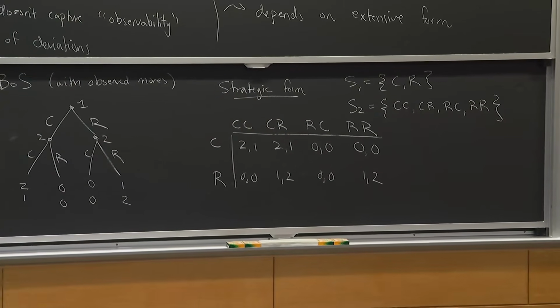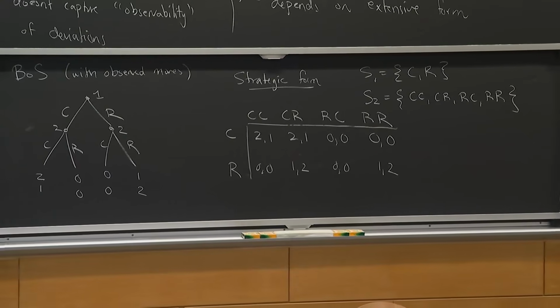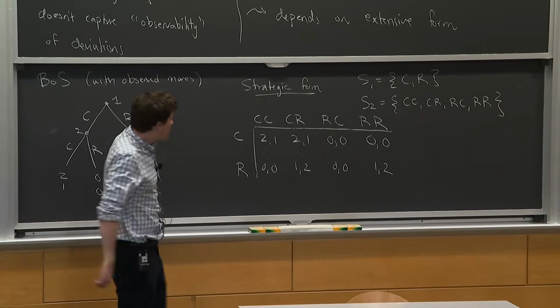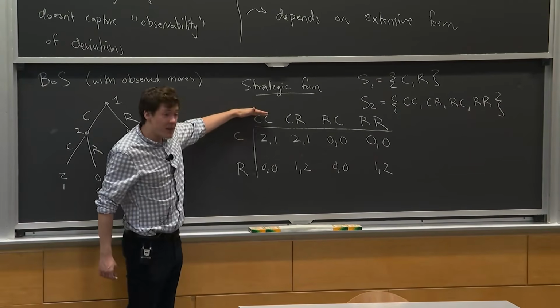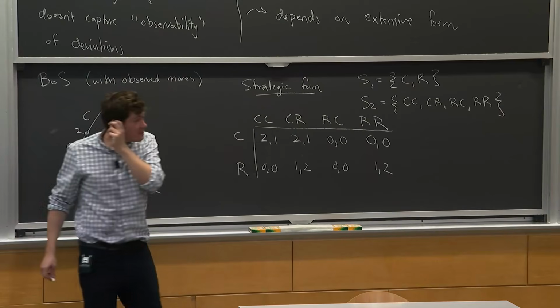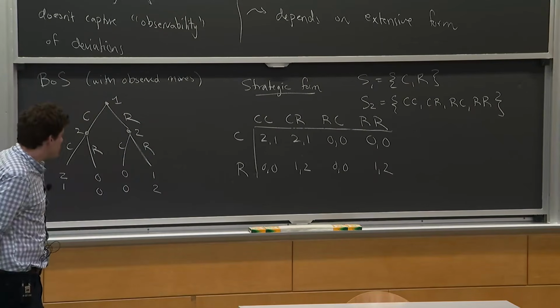Okay, so let's now try to compute the Nash equilibria of this game. We're going to use our standard trick, fixing a strategy of player 2. Oh, yes? Could you clarify what the first letter means in player 2's strategies?